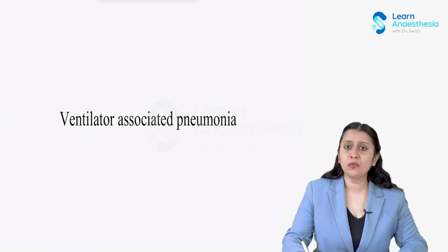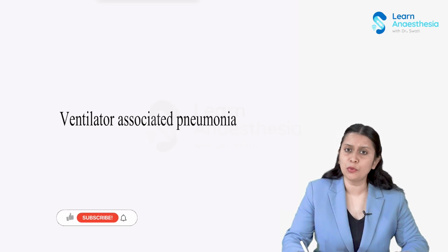Ventilator-associated pneumonia is one of the common causes of increased morbidity and mortality in patients admitted in ICU on mechanical ventilation. We should practice all the measures which decrease the incidence of VAP in ICU. And if ventilator-associated pneumonia, or VAP, develops in ICU, we need to diagnose it as quickly as possible and start the management to improve the outcome in the patient and to reduce the morbidity and mortality.